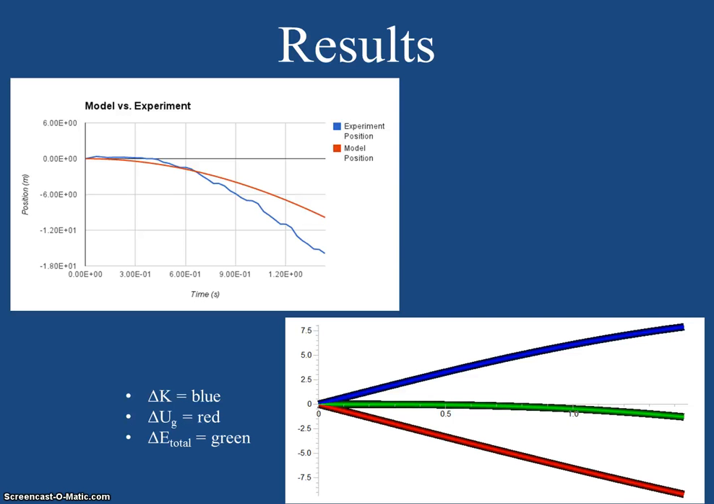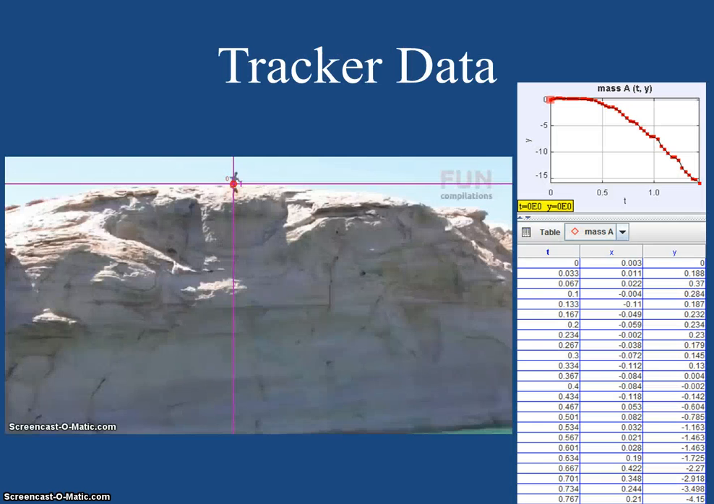Here are the two graphs found. The first graph is a comparison of the experiment position plot against the model position plot. As you can see, there are very clear differences within the graph, but the general direction is the same. The second graph shows the three energy changes mentioned earlier. The energy principle was not satisfied, as shown in the total change in energy plot being non-zero. More of these two graphs will be discussed later in the video.